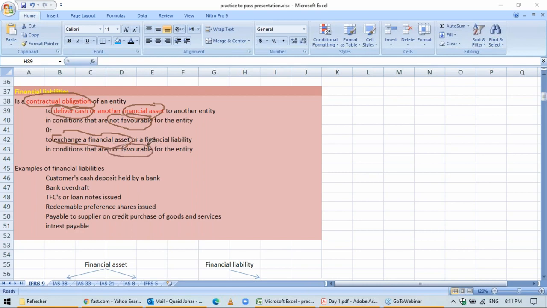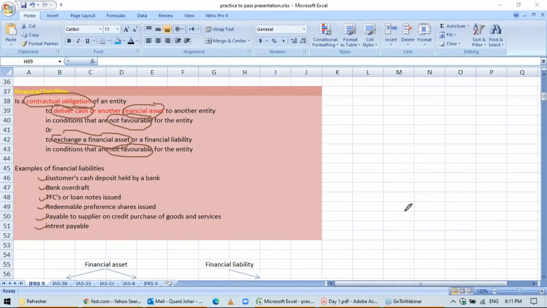Now, some of the examples of financial liabilities include customer cash deposit, bank overdraft. Customers' cash deposit held by a bank is a financial liability for the bank. Bank overdrafts, then TFCs or term finance certificates. TFC stands for term finance certificates. Or loan notes issued, redeemable preference shares issued, payable to supplier on credit, and the interest payable. These are all examples of financial liabilities.